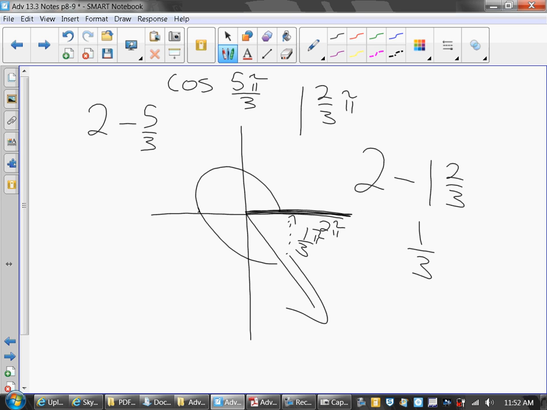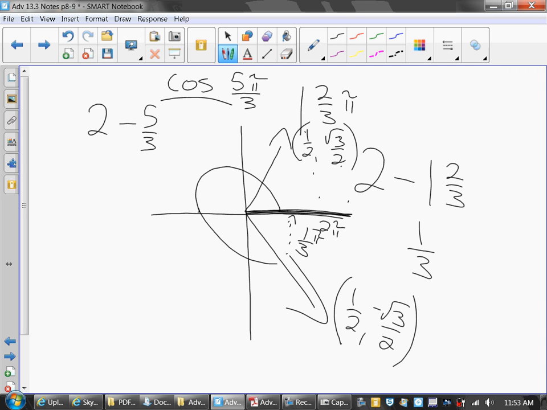Since my reference angle is pi over 3, in the 1st quadrant, pi over 3 is 1/2 and root 3 over 2. Remember, 3, 2, 1, 1, 2, 3. In the 4th quadrant, x is still positive, y is negative. Since I'm trying to find the cosine, it's the x-coordinate. What's the x-coordinate? 1/2. I think it is 1/2.